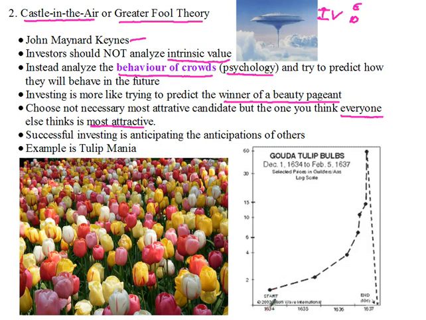You can see here's 1634 to 1637, and on the vertical axis is the price of tulips. And what you can see is that as people wanted to buy more of them, plant them in front of their homes and so forth, the price of tulips started to go up, and that'd be very reasonable at that point.